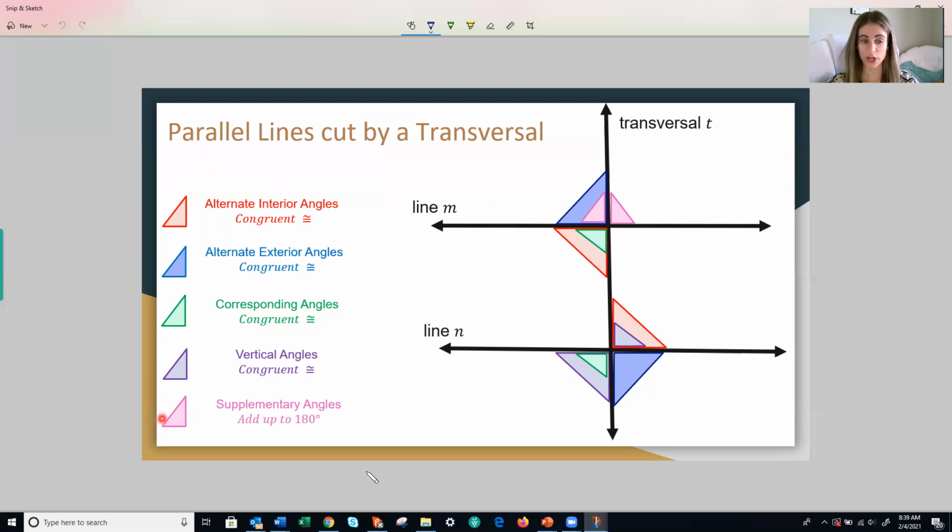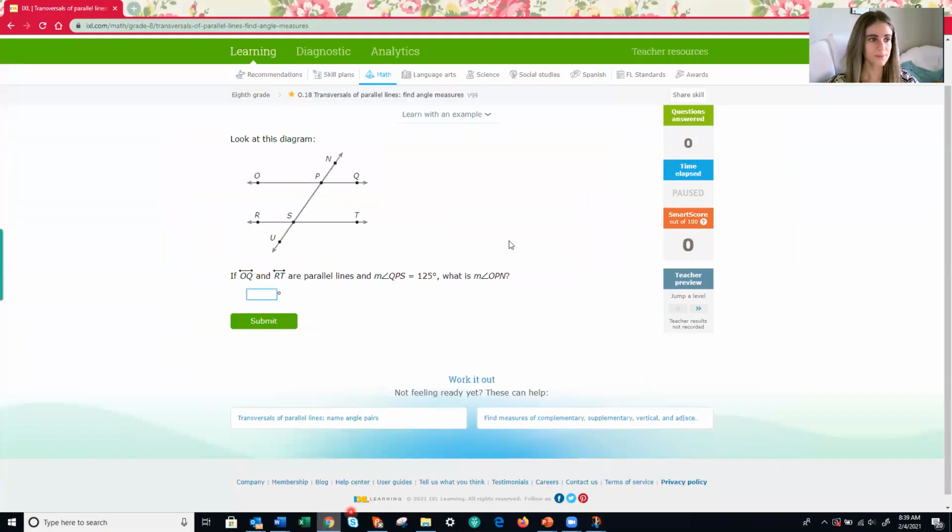All right, now that we've refreshed our memories, let's go and look at it on the IXL assignment itself. Once again, this is assignment 018. If we look at this diagram, we have two parallel lines and they are cut by a transversal. We are told that the measure of angle QPS is 125 degrees. I'm going to stop right there and I'm going to label it, because if I don't label things, I'm going to forget them. So QPS is 125 degrees.